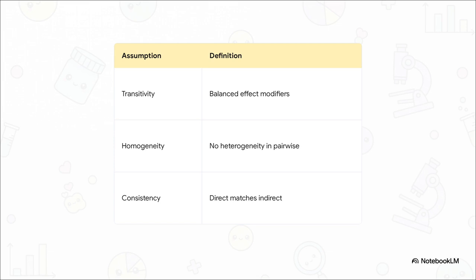Homogeneity evaluates the comparability within your direct pairwise studies, and we usually measure this quantitatively with an I-squared statistic. Consistency demands that your direct evidence and your indirect evidence are actually pointing to the same mathematical truth. We evaluate this using local approaches, like node splitting or the Bucher method, along with global inconsistency models. If there is unexplained, significant inconsistency, running an NMA is frankly inappropriate. But the most critical pillar, the foundation of it all, is transitivity.